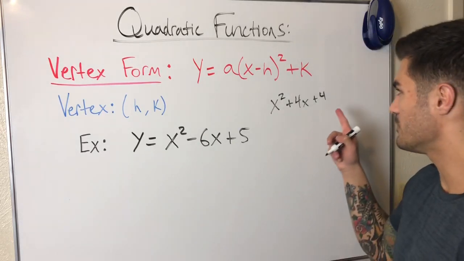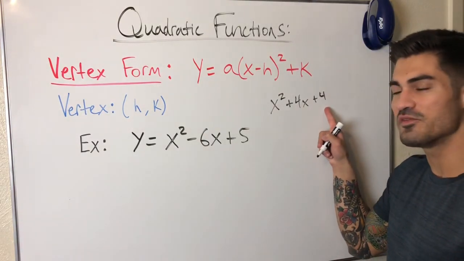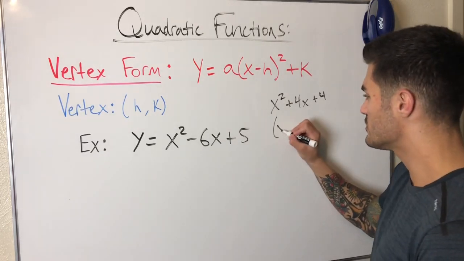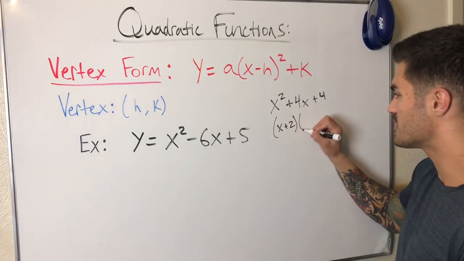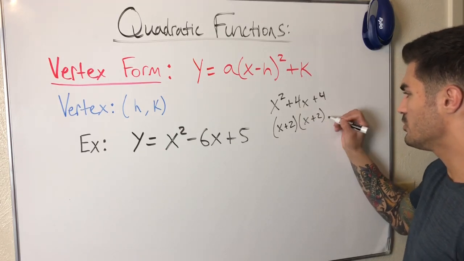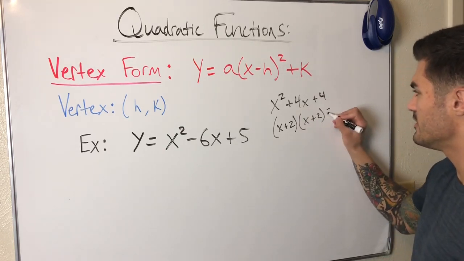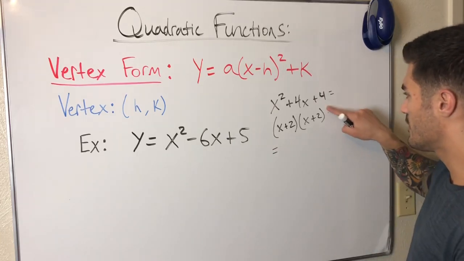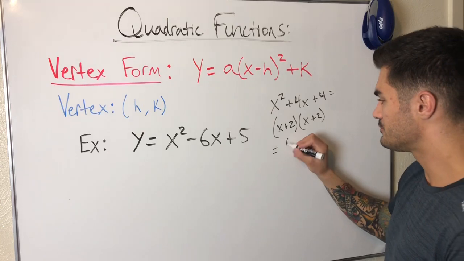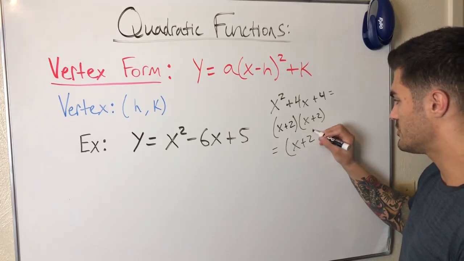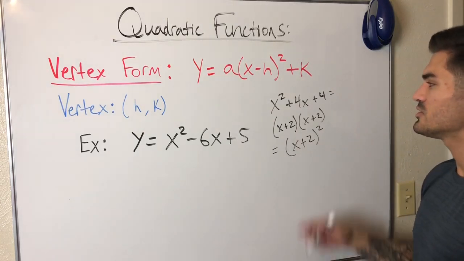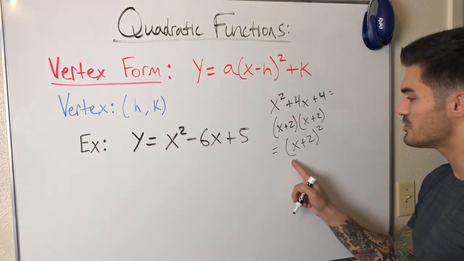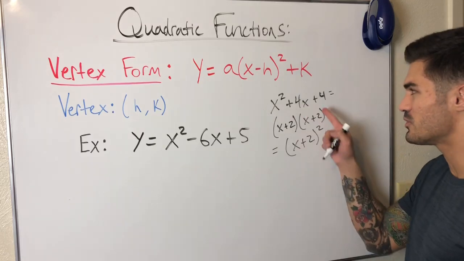When we factor it, we're looking for two numbers that multiply together to be 4 and add together to be 4, which is just 2 and 2, right? So this factors into x plus 2 times x plus 2, which can be rewritten as x plus 2 squared. So that's why this is a perfect square trinomial. A trinomial that can be factored into a binomial squared, that's a perfect square trinomial.